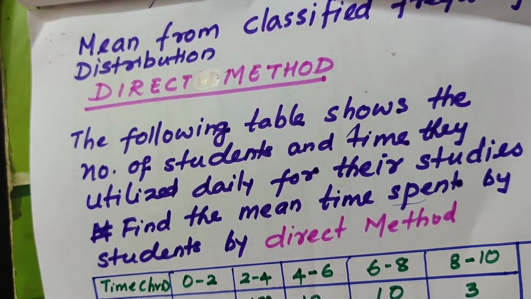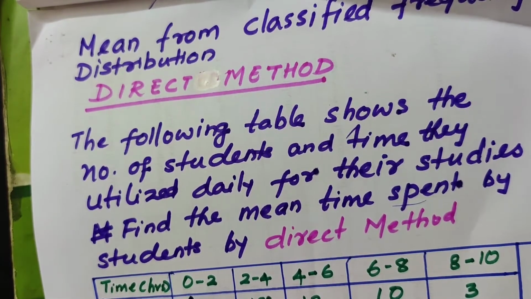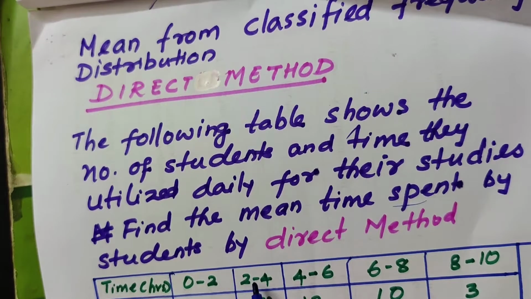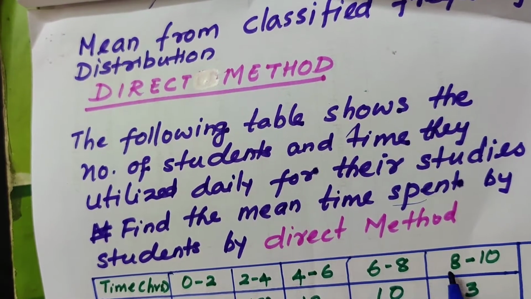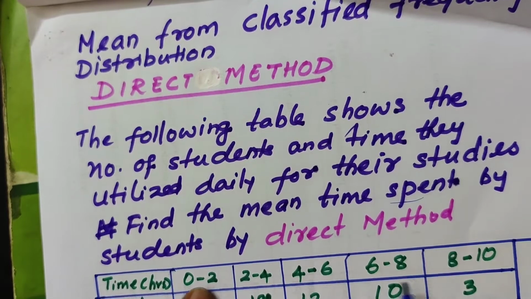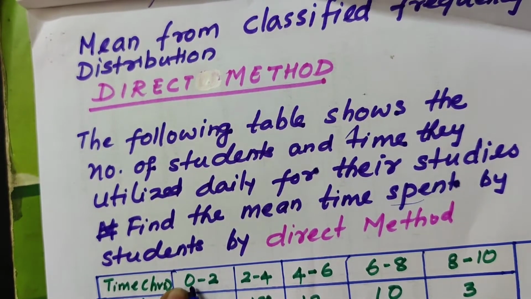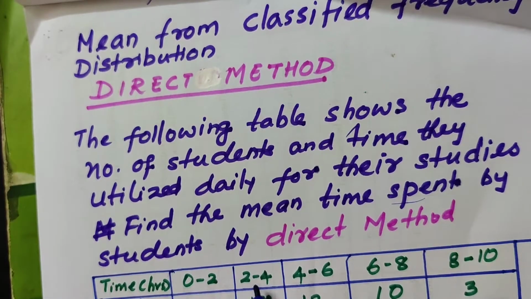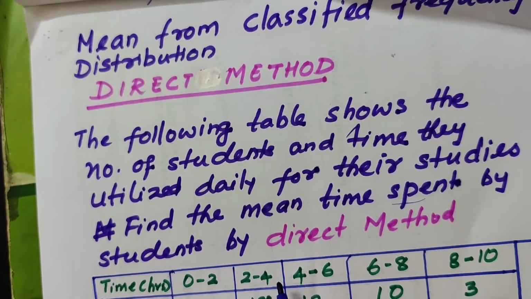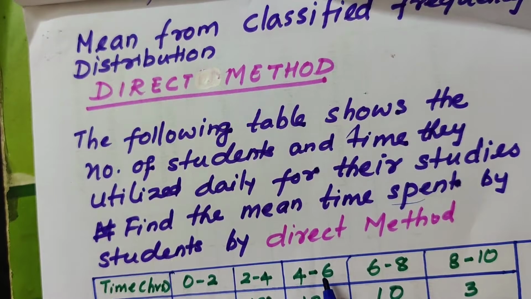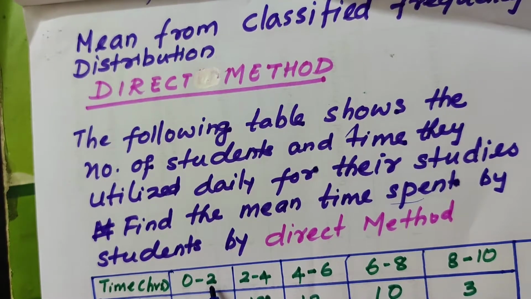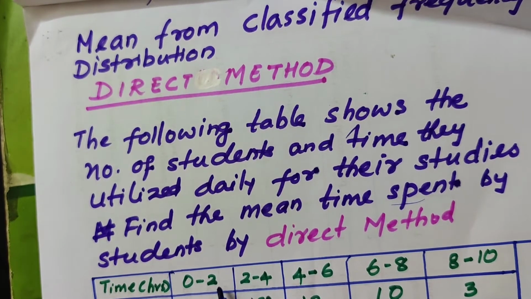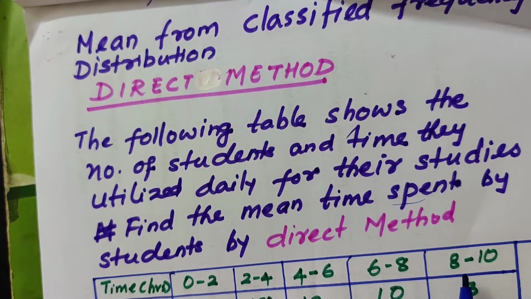So two columns, time in hours and number of students, are given. This is the grouped frequency table: 0 to 2, 2 to 4, 4 to 6, 6 to 8, 8 to 10. These are the classes. In the first class, 0 is the lower limit and 2 is the upper limit. In the next class 2 is the lower limit and 4 is the upper limit. Here 4 is the lower limit and 6 is the upper limit, and the same number continues as the lower limit of the next class. So this will be a continuous class.